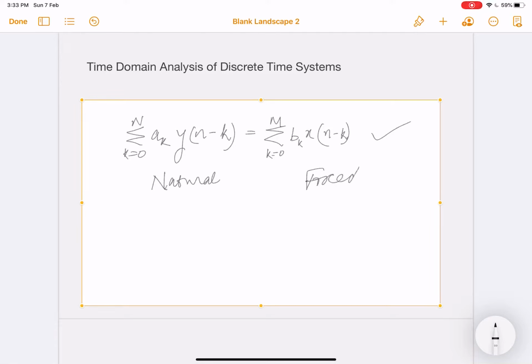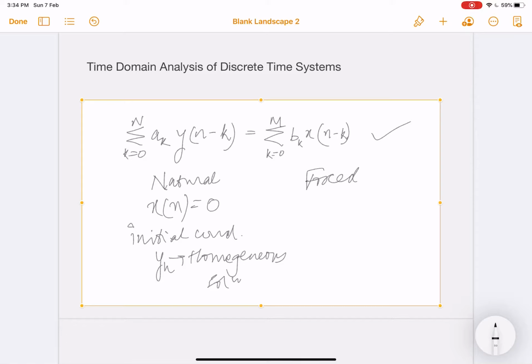What is natural response? Natural response is when our input is equal to 0, then whatever response we get is called natural response. It basically depends on the initial conditions of the system. We can also call the solution that we obtain the homogeneous solution, or you can say a zero input response.